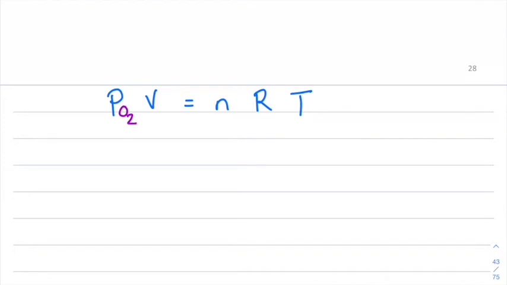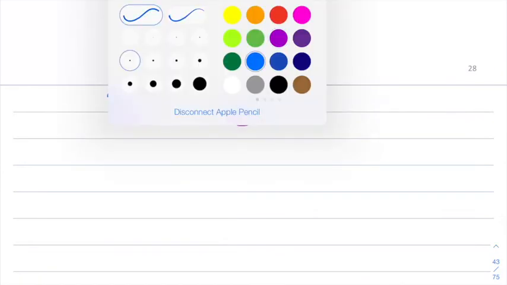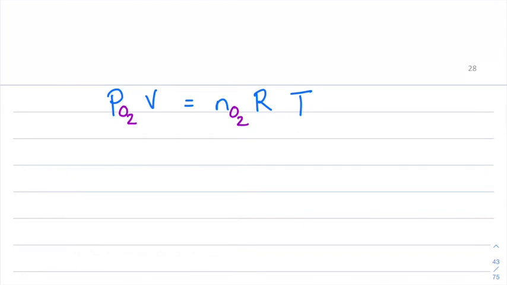So PO2 stands for the pressure exerted by O2 alone. The volume will be the same for both of them. Number of moles for oxygen alone. R will be the same, and temperature will be the same. So the idea is if we modify this so that we only look at the number of moles of oxygen, then we will find the pressure of oxygen alone. So any questions on how I modified that PV equals nRT?